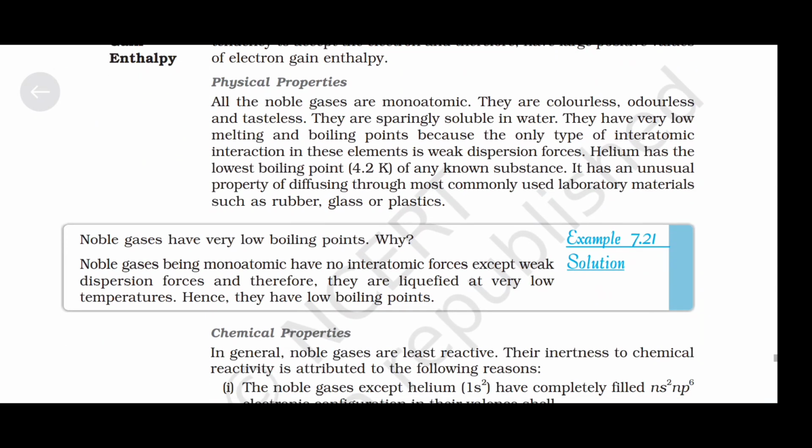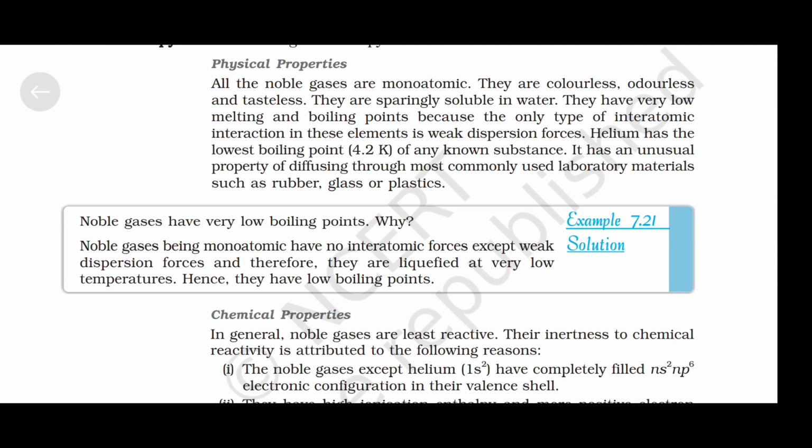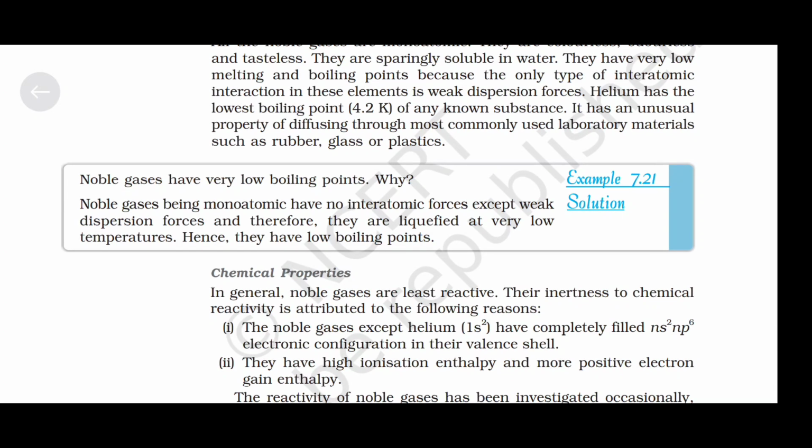Physical properties. All the noble gases are monoatomic. They are colorless, odorless and tasteless. They are sparingly soluble in water. They have very low melting and boiling points because the only type of interatomic interaction in these elements is weak dispersion forces. Helium has the lowest boiling point, 4.2 Kelvin, of any known substance. It has an unusual property of diffusing through most commonly used laboratory materials such as rubber, glass, or plastics.